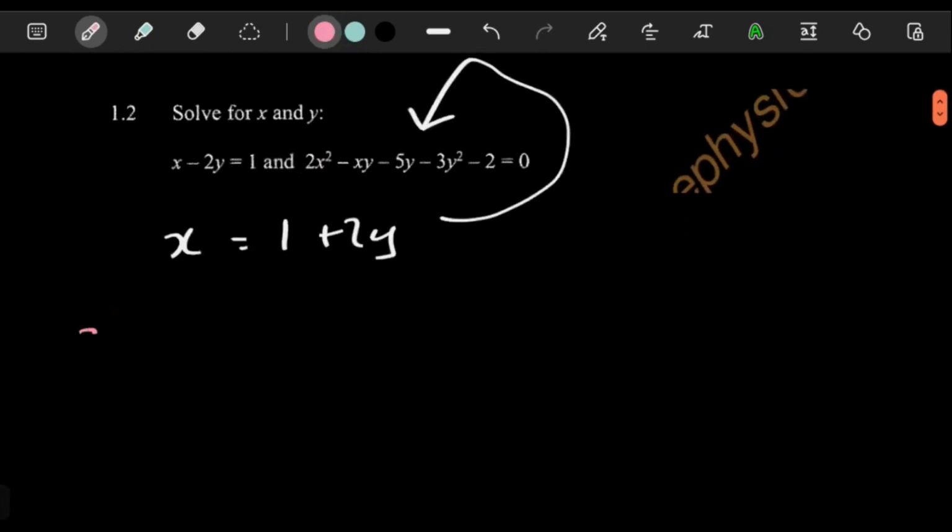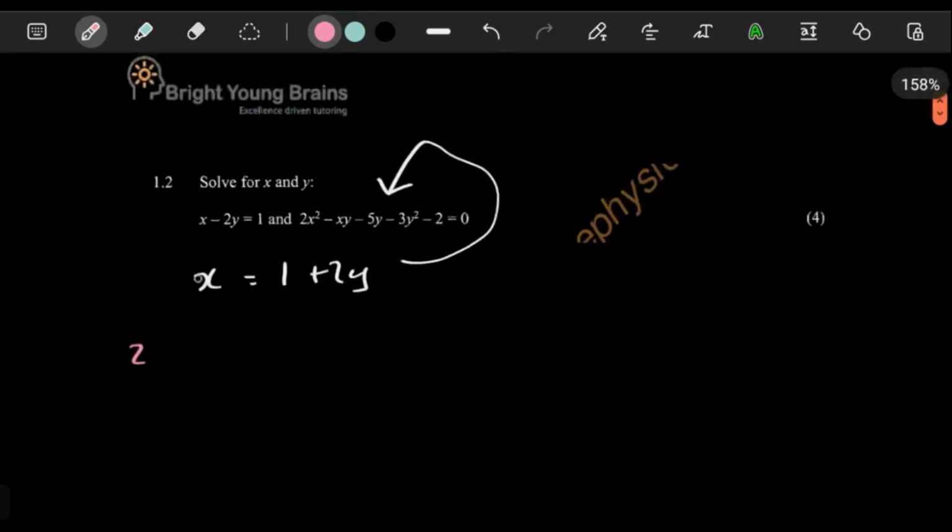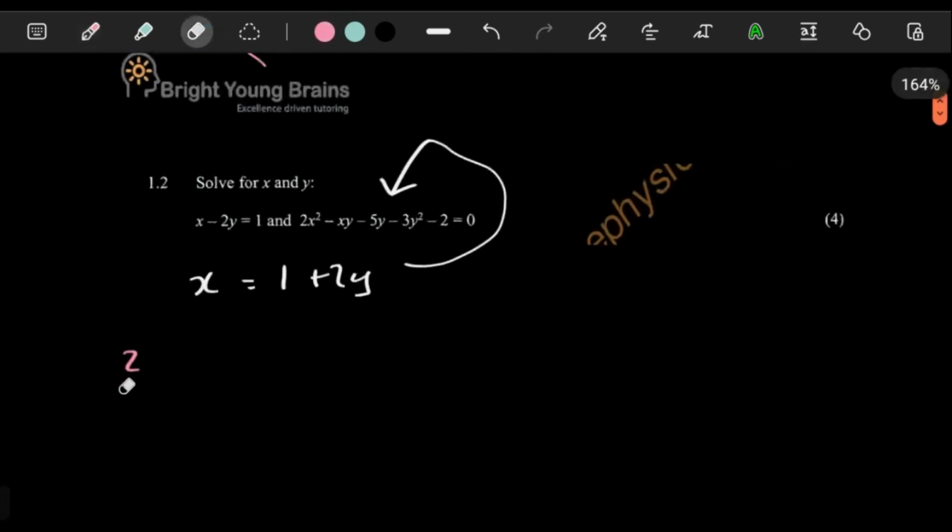So here, 2. And then we have, let me just actually write it from the far left here. Writing it from the far left, we have 1 plus 2y squared, right?